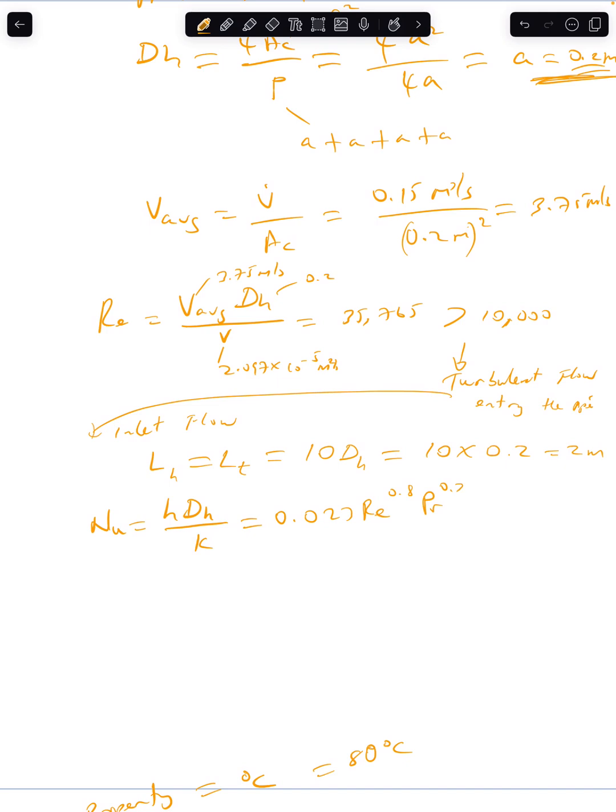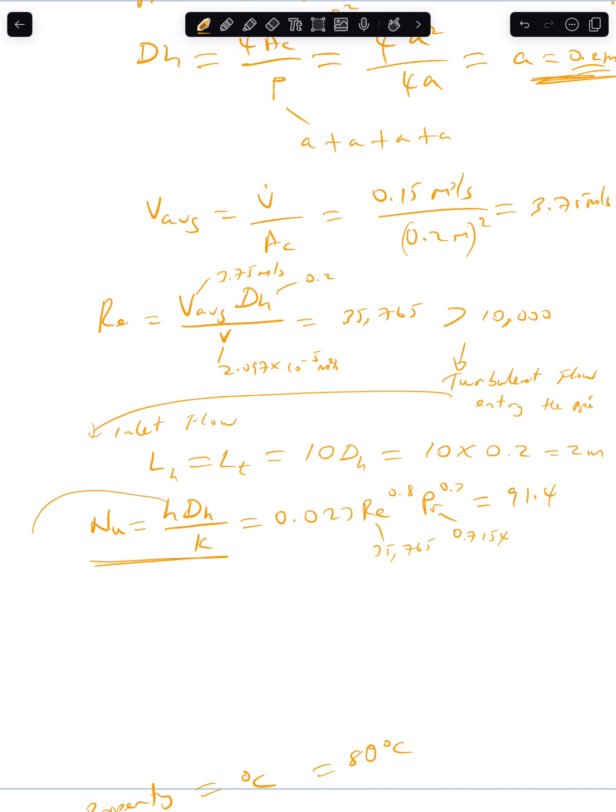That is the process. But we know that this is 0.7154, and we know that this is equal to what? 35,765, and therefore if we put those values and simplify, the Knudsen number will become 1.4. And therefore we come back to this expression.